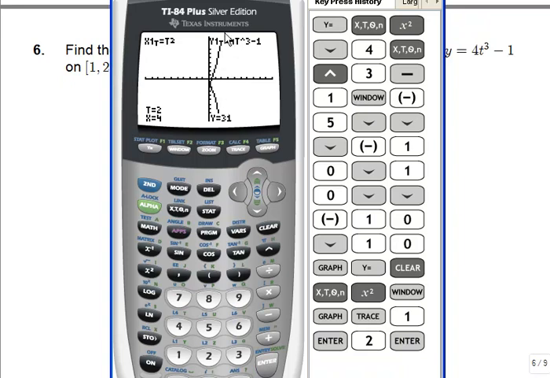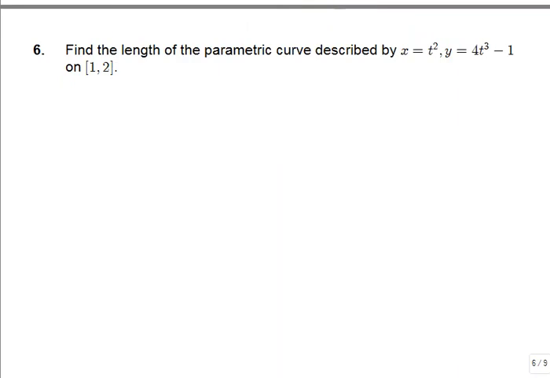So let's replicate this graph on our notes and we'll see what region we're talking about. So our graph is looking something like this. It comes up, touches, and then it bounces back. And t equals 1 was about here, and then t equals 2 was way up here. So we're talking about this arc length right here. So we're not retracing our steps at all, which is what we wanted to verify.